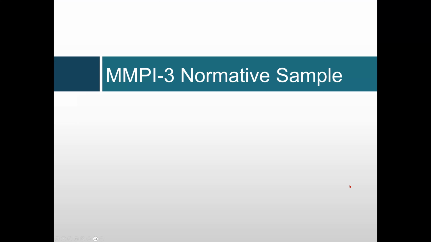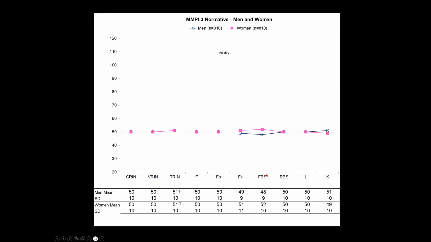So let's take a look at some of these comparison groups and see what they tell us about how various groups compare with a general normative sample of the MMPI-3. And we're going to start actually with the MMPI-3 normative sample. So this is a sample, of course, made up of 810 men and 810 women to derive the T-scores for the MMPI-3.